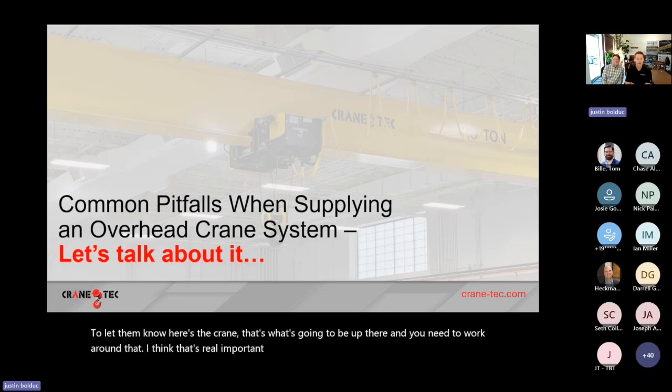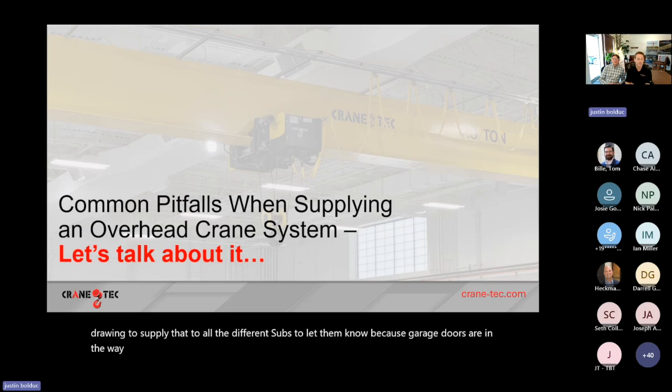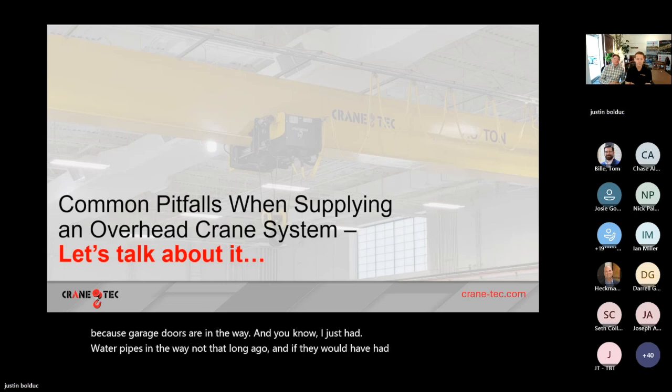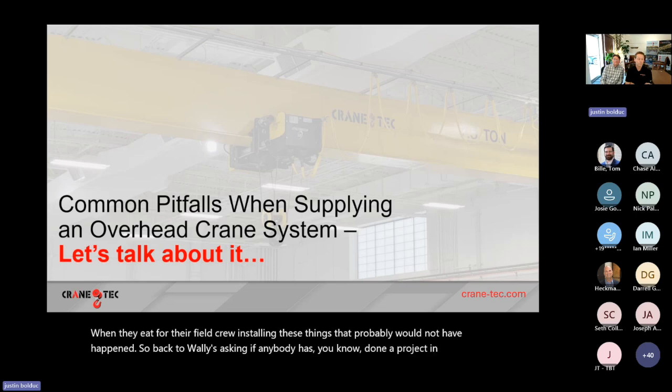So just keeping the lines of communication open between yourself and your crane supplier, and then using that approved crane drawing to supply to all the different subs to let them know, because garage doors are in the way. And I just had water pipes in the way not that long ago. If they would have had drawings for their field crew installing these things, that probably would not have happened. Correct.